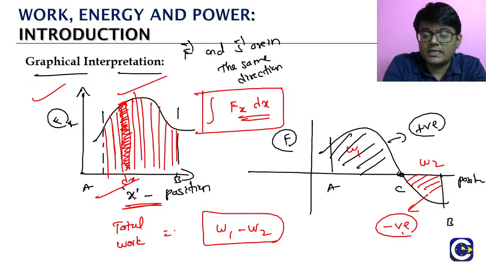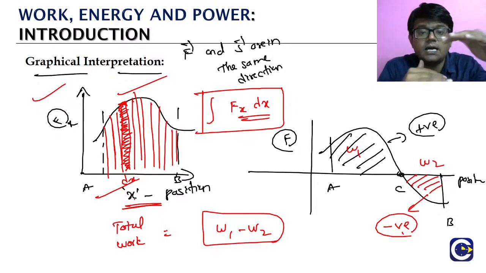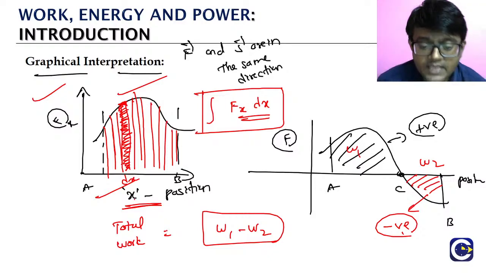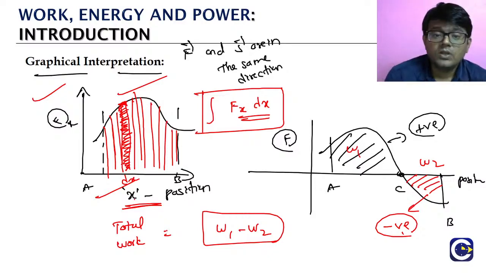Because that above the x-axis, work we will take it as what? Positive. Below the x-axis, work we will take it as what? Negative. Whatever the area we get, we will simply take minus of that area. That will be the work. So this is how we will have to look at the interpretation of the negative work in case of the graph.